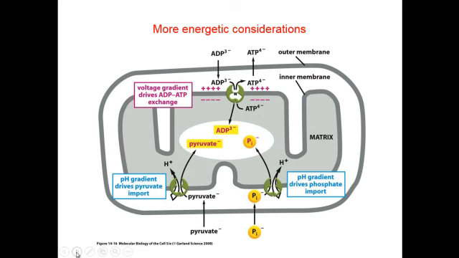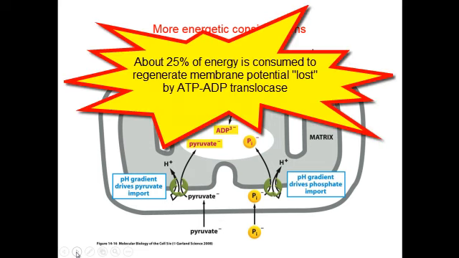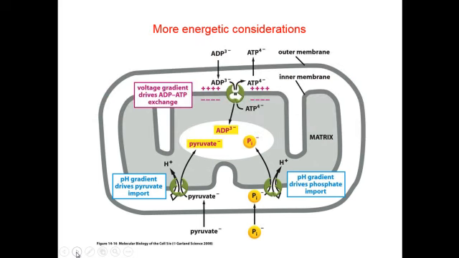About 25% of the energy yielded from electron transfer is consumed to regenerate the electrical potential that is affected by the transport of ATP and ADP. So changing those charges has the effect of decreasing the proton gradient by about 25%. So this is not an inconsiderable loss of energy.